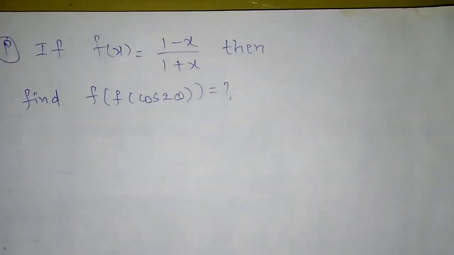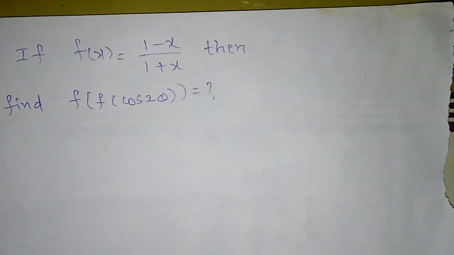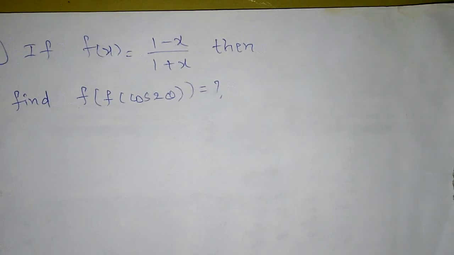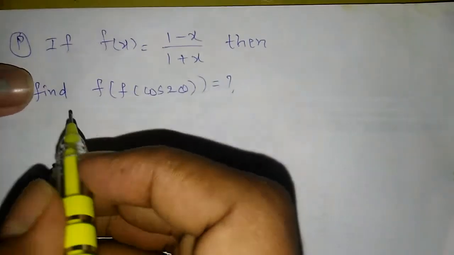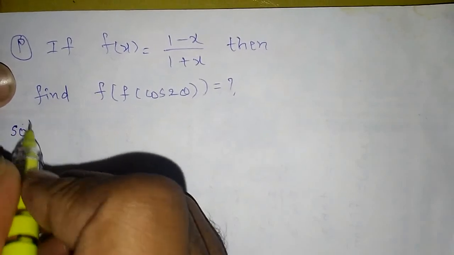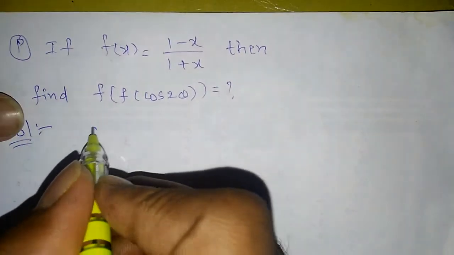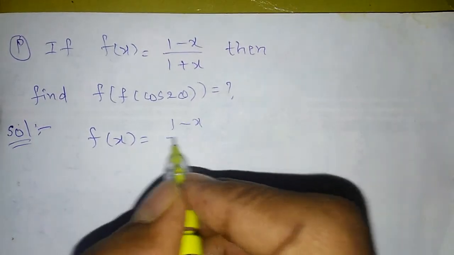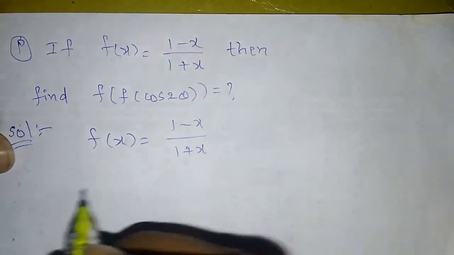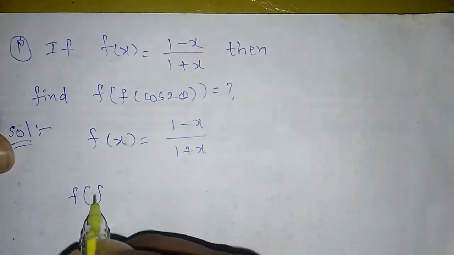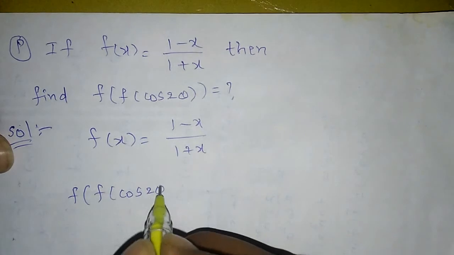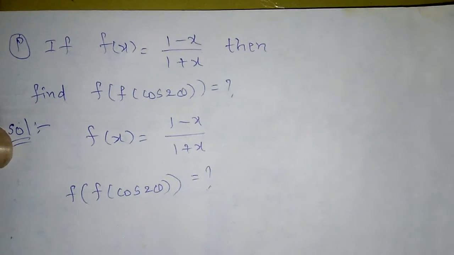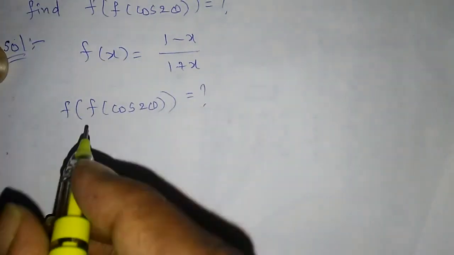So our next problem is, if f of x is equal to (1 minus x) by (1 plus x), then find f of cos 2 theta. Here, given f of x is equal to (1 minus x) by (1 plus x), we need to find f of cos 2 theta. So first let us find f of cos 2 theta.